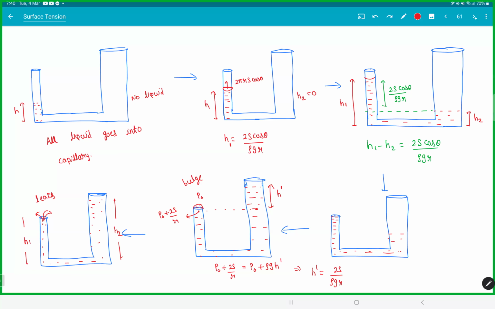Is this clear? Now can you draw the graph for this? Try. I'll give you a minute now. Now can you plot H1 and H2 versus time for this?